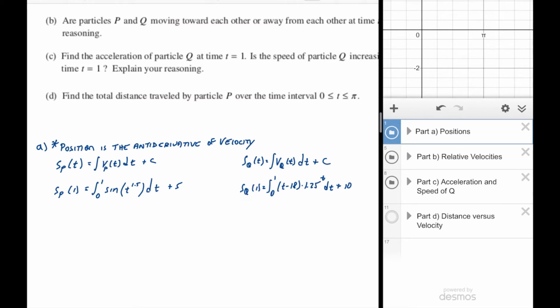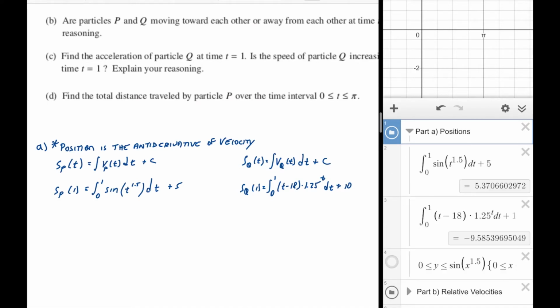So it's just a matter of putting this into the calculator. We've talked about that before. I've gone over to Desmos on the right side. Looking at this, I've got this evaluated already typed in there for me. And so we've got the position of p at time equals 1 is 5.371, and the position of q at time 1 is negative 9.585. Now, on the AP exam, we need at least 3 decimal places if we're going to round or truncate.